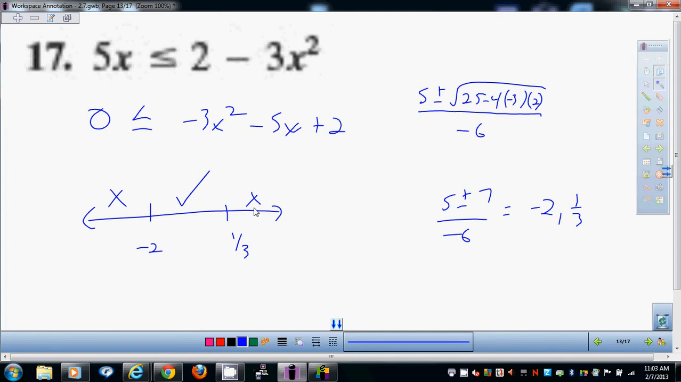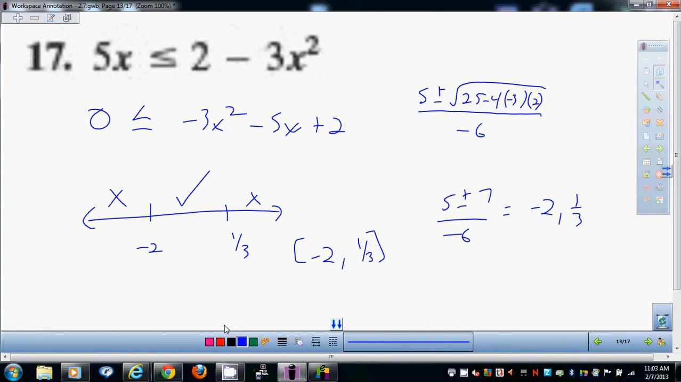Plug in any number greater than 1/3, it should not work. Thus, your answer is negative 2 bracket to 1/3. So when we're plugging in whatever number, we're just looking to see if it's greater than or less than 0. You're looking to see if it satisfies the equation. I would also recommend you always use the one that you use setting it equal to 0. It's going to be easier than going back to the original, in my opinion.